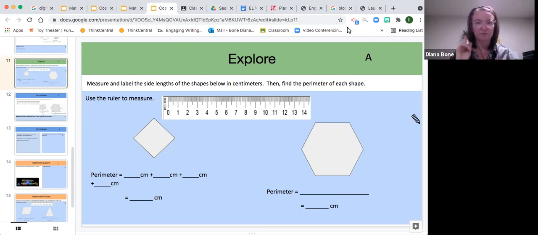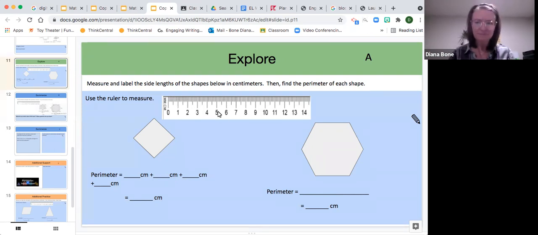Trust me, Ms. Bone still brings a ruler with her when she goes shopping. Because before I buy that mirror or before I buy that picture frame, I just like to measure it. That's all. It's fun.